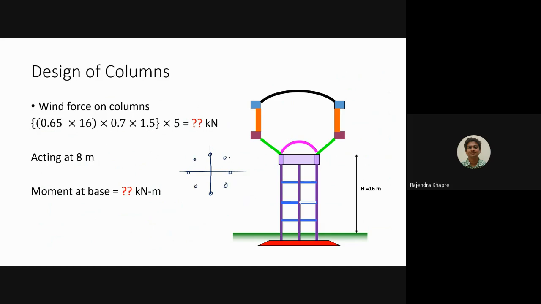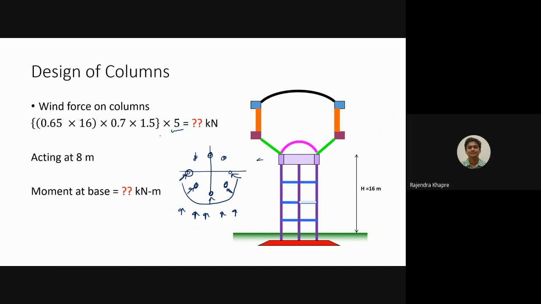If you assume that the wind is acting in this direction, or even in the other direction, it will remain the same. So how many columns will be exposed? This column will be exposed, this column, this column, and these two columns will be exposed, because this column will be overlapped with this column, this with this, and this with this. So at a time only 5 columns will be exposed. So I'm going to calculate the wind pressure on only one column, and then multiply it with 5.